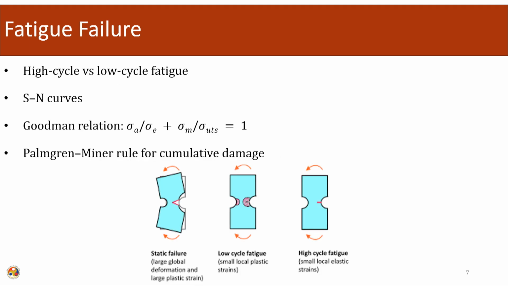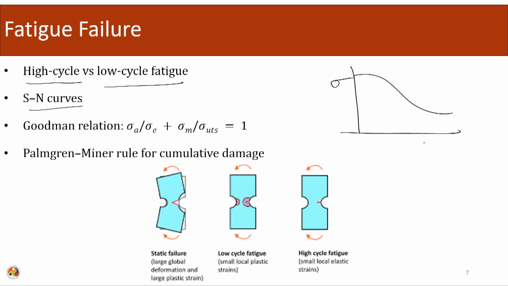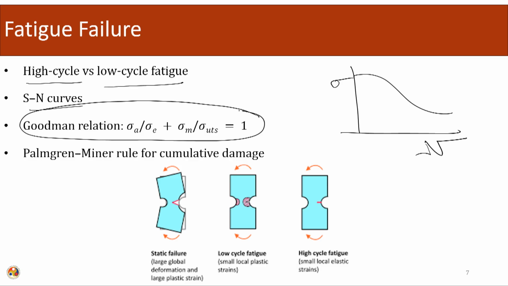Then fatigue failure. There are two types of fatigue failure, high cycle fatigue versus low cycle fatigue. And we have already seen the S-N curve, which is nothing but the stress versus the number of repetitive cycles curve. The Goodman relationship is used to determine the failure of the system, and the Palmgren-Miner rule is used to calculate the cumulative damage occurring in the structure.